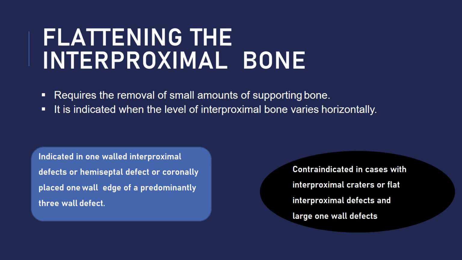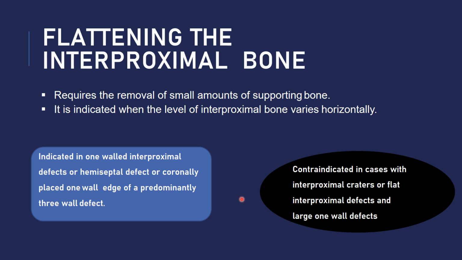Coming to the third step, the first step under osteotomy, there is flattening the interproximal bone, which requires the removal of a small amount of supporting bone. We remove the thickened area to flatten the interproximal area. It is indicated when the level of interproximal bone varies horizontally. If there are irregularities in the interproximal bone, then we will make it smooth and remove them. That is the flattening of interproximal bone.